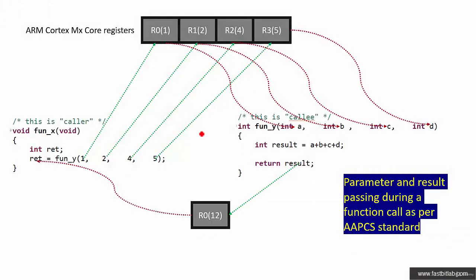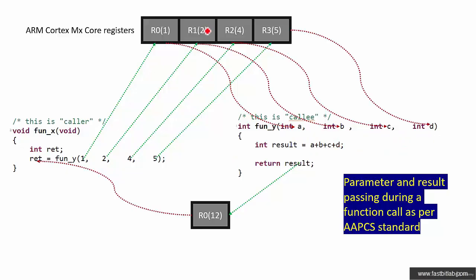Consider here a function, and this function x is calling function y, isn't it? When the function y is being called, 4 arguments are being passed to the function y, and the function y receives those arguments on its local variables. These are the local variables of function y.